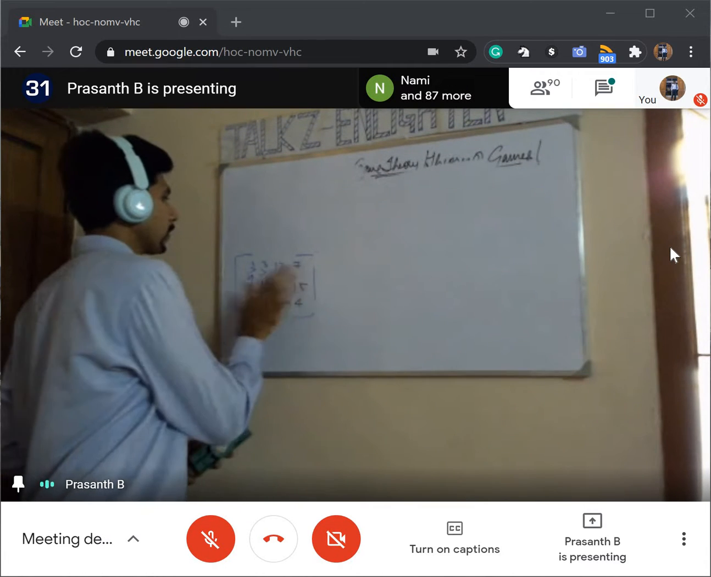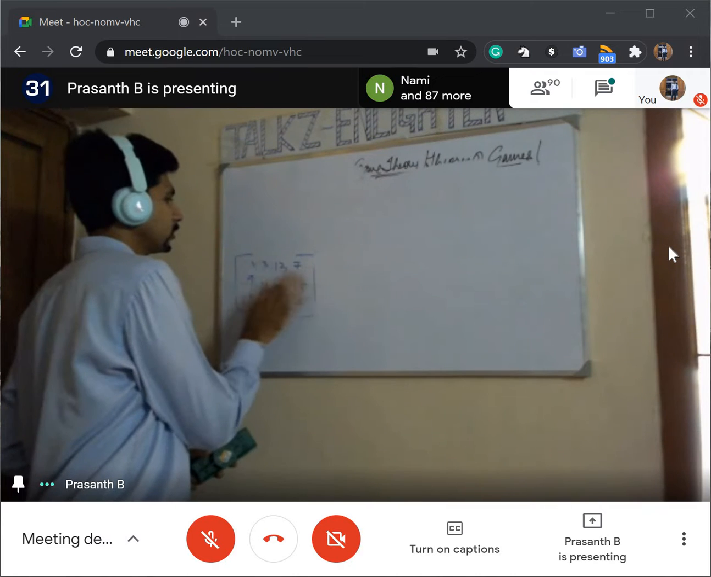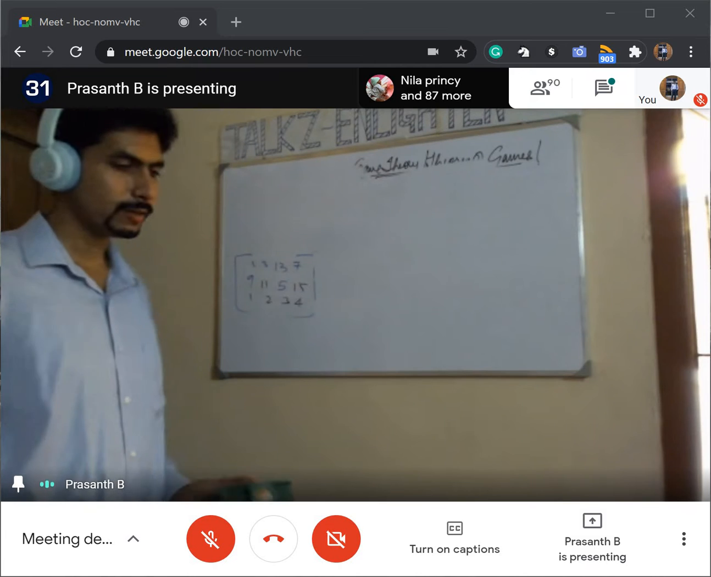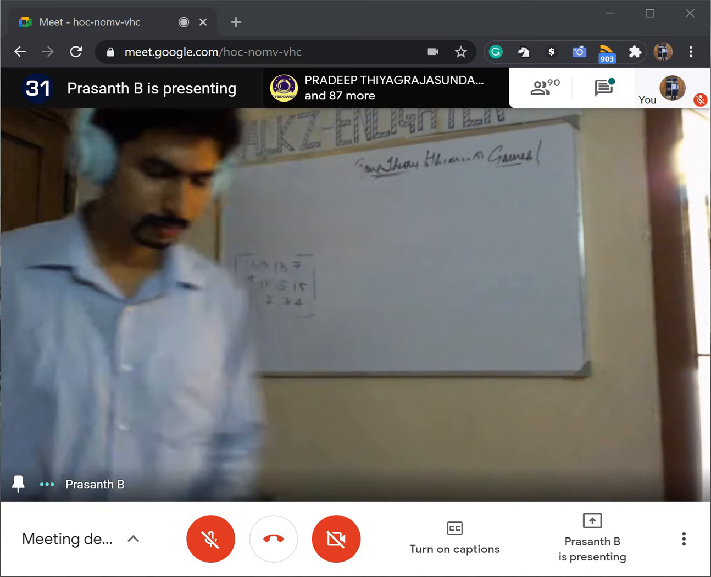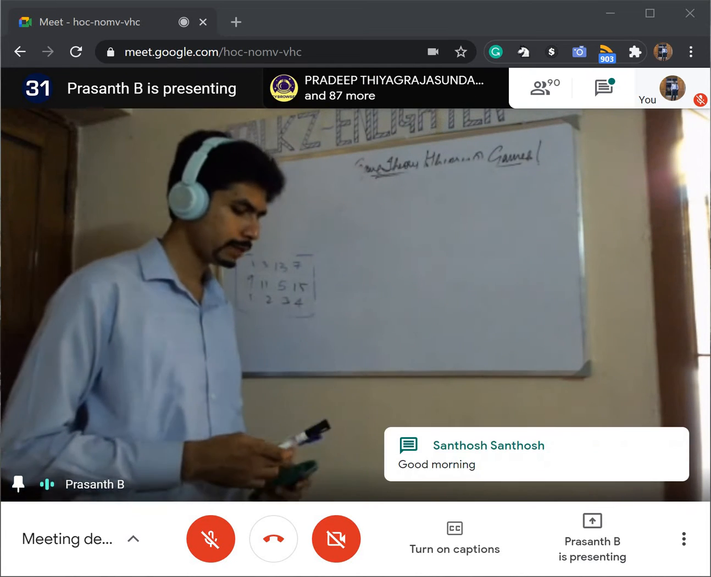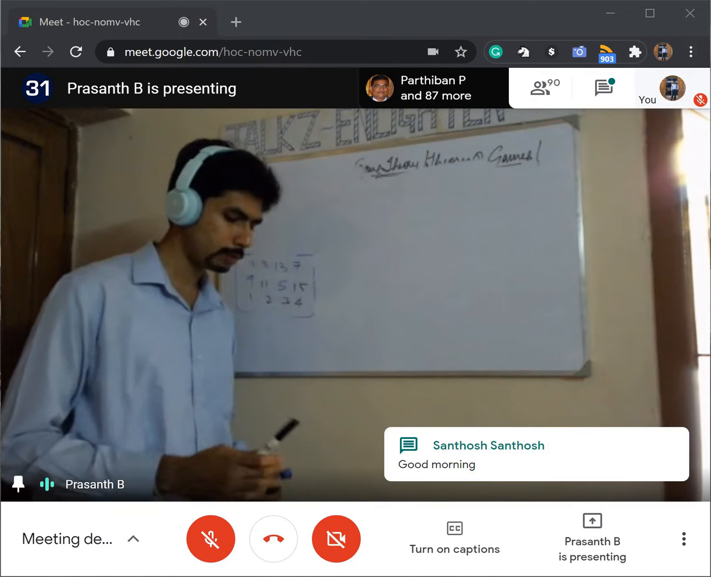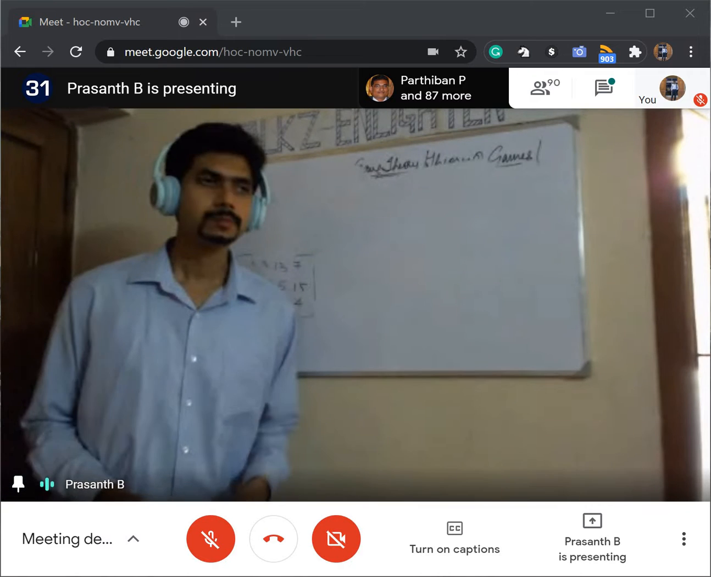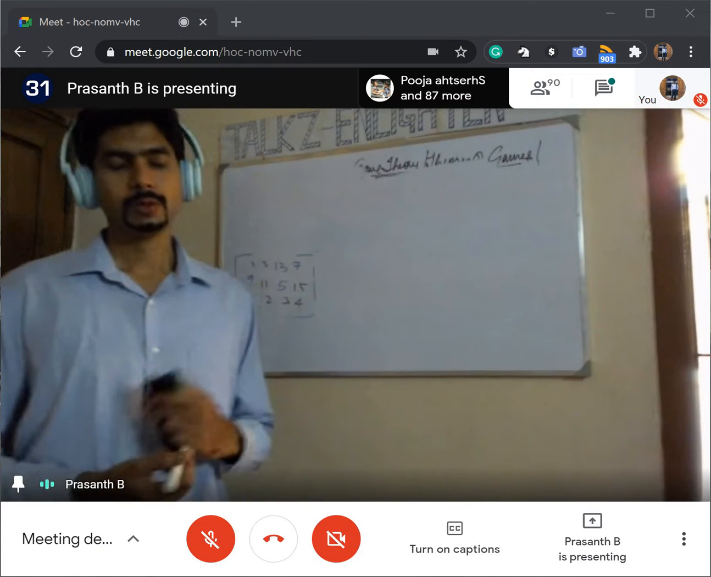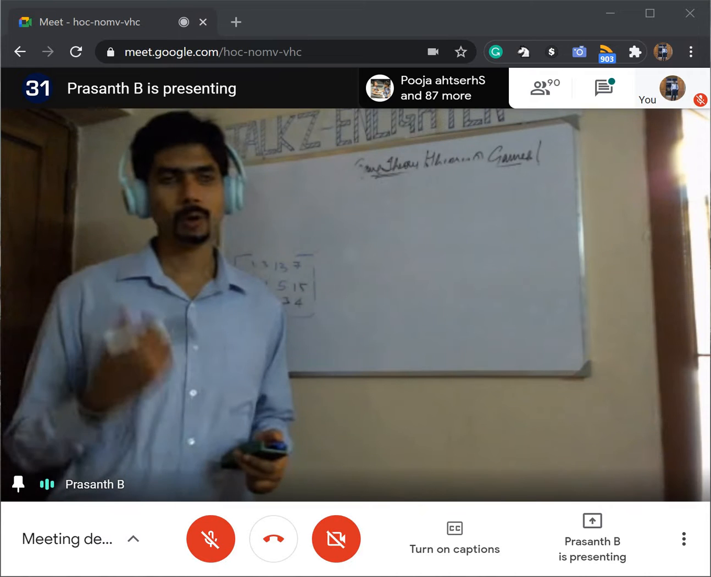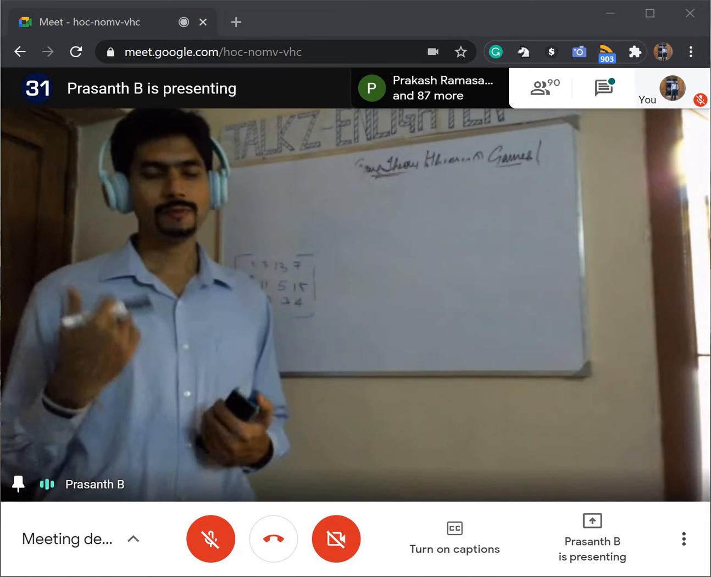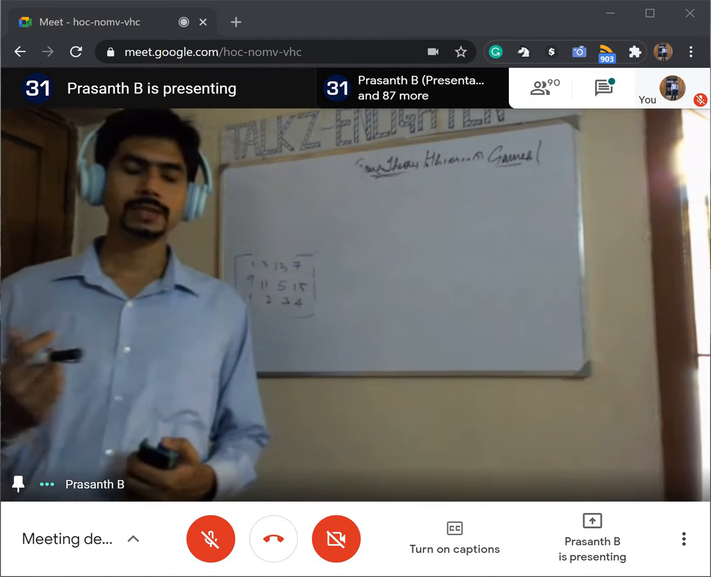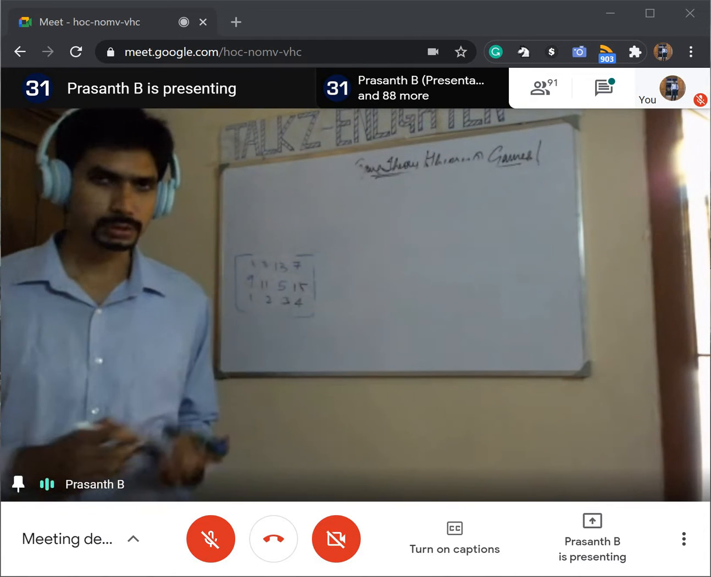So this is the matrix which we were discussing. We stopped at row dominance. Now I will tell you what column dominance is. Column dominance means that when all the elements of one particular column are greater than all the values of another column, then you strike out the values of the column which has the higher values.